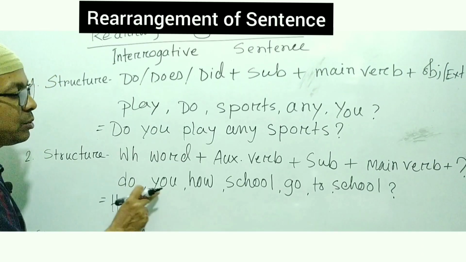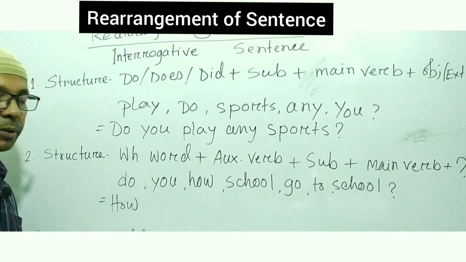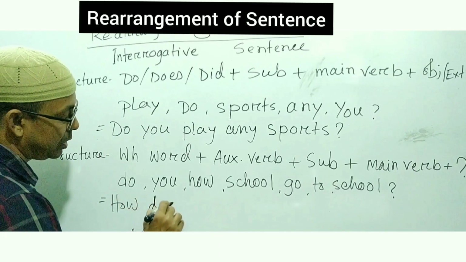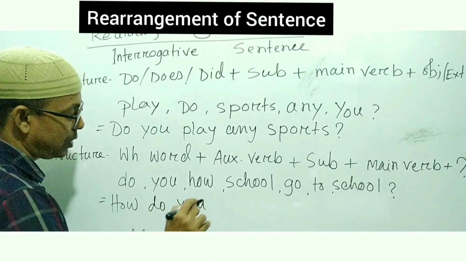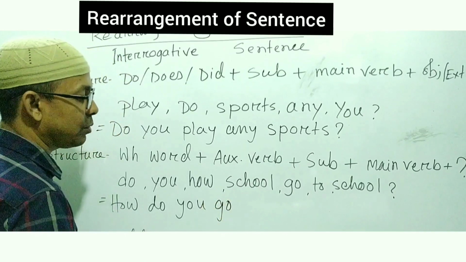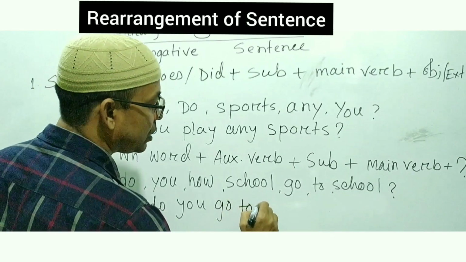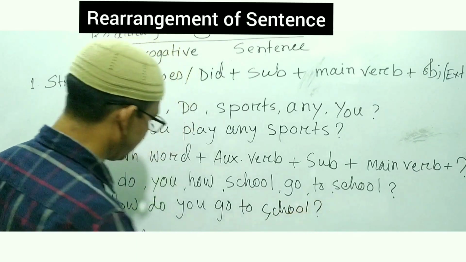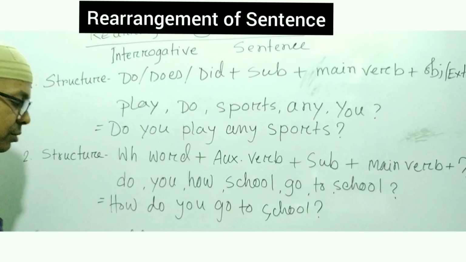How. Here, "do you have school go to" means: how, then the auxiliary verb do, how do, then the subject you, how do you, then the main verb go, how do you go, then where, to school, then a question mark. How do you go to school?